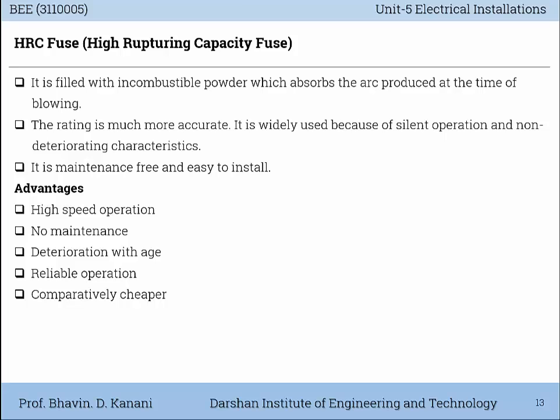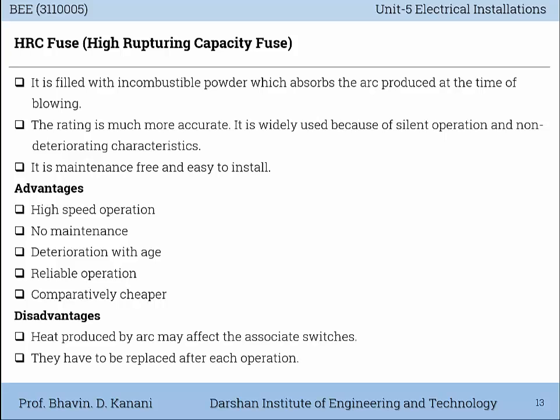Advantages: high speed operation, no maintenance, no deterioration with age, reliable operation, and comparatively cheaper. Disadvantages: heat produced by arc may affect the associated switches. They have to be replaced after each operation.